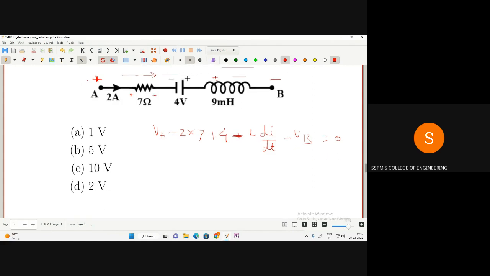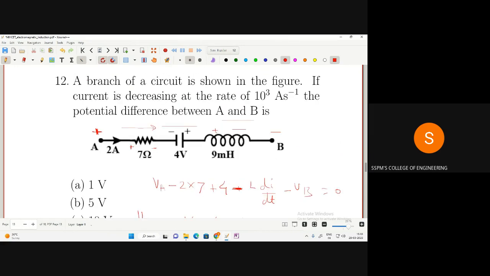Where VA minus VB you may write as VAB. VAB is equal to 2 into 7 is 14 minus 4 आणि प्लस L di/dt. आता L किती आहे बघा, इथं 9 मिलीहेनरी दिलेला आहे. 9 into 10 to the power -3. आणि करंट तुमचं काय आहे बघा, डिक्रीजिंग करंट आहे.